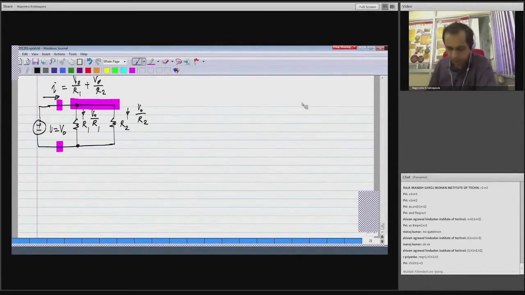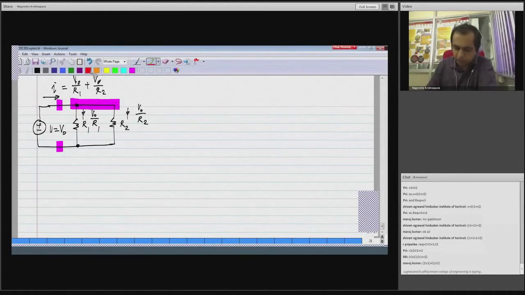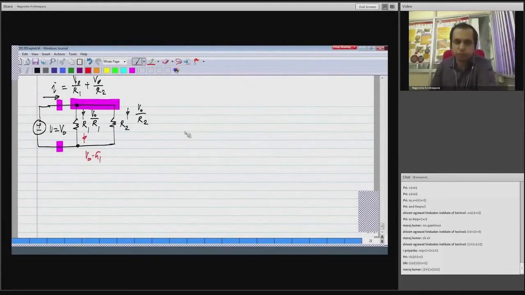So the current is proportional to the voltage, which means that it's a resistance or a conductance, and the proportionality constant would be the conductance. Now if I write these in terms of conductances, the current here would be V0 times G1, where G1 is 1 over R1, and the current here is V0 times G2, where G2 is 1 over R2. So the total current can also be written as V0 times (G1 plus G2).